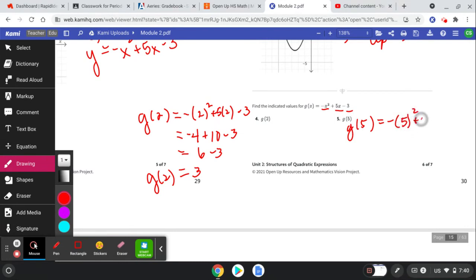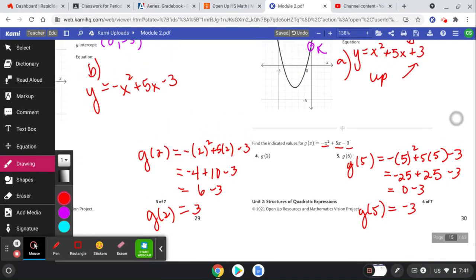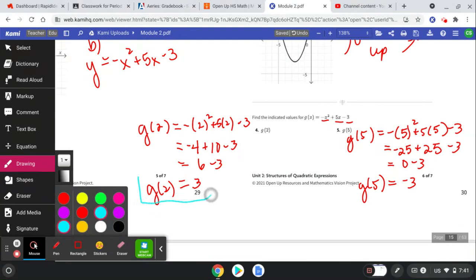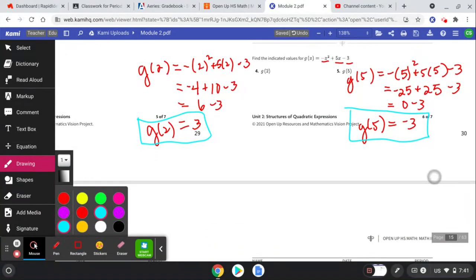Now g of 5, -5 squared plus 5 times 5 minus 3, -25 plus 25, or 0 minus 3. So g of 5 equals -3. So g of 2 equals 3, and g of 5 equals -3. We plugged in our values and got our outputs.